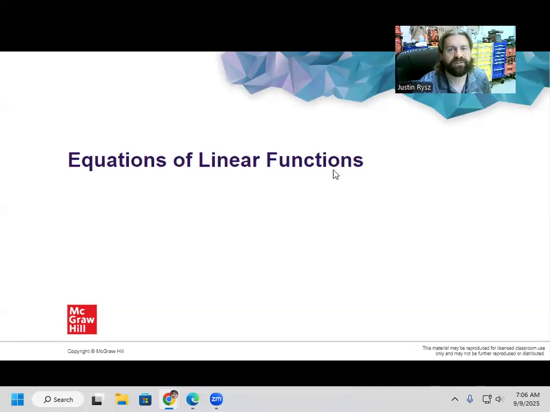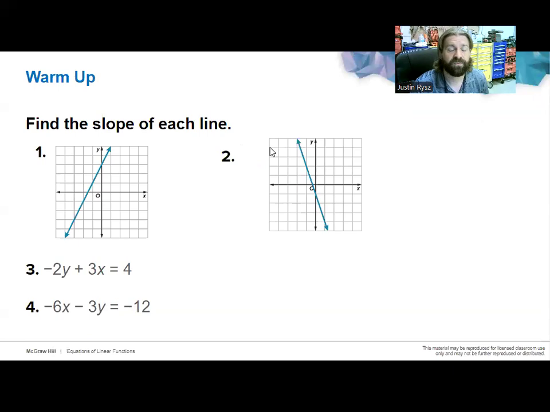We're going to be looking at equations of linear functions. So first thing we're going to do is review looking at slope a little bit. So why don't you pause the video and see if you guys can find the slope of each one of these lines.